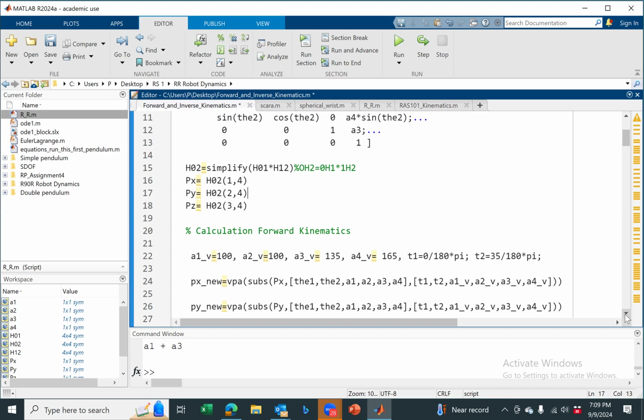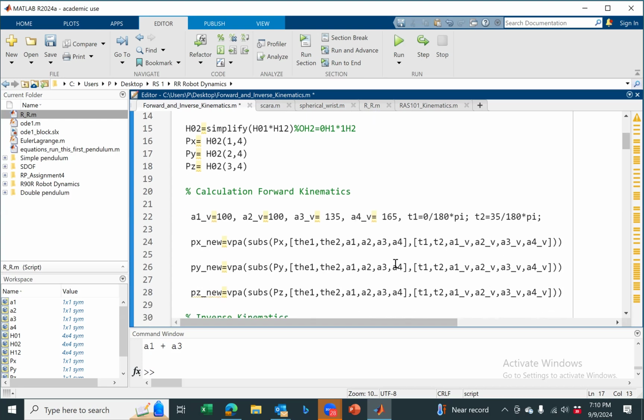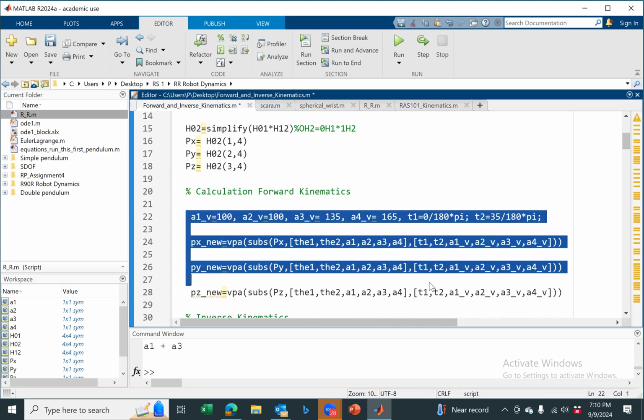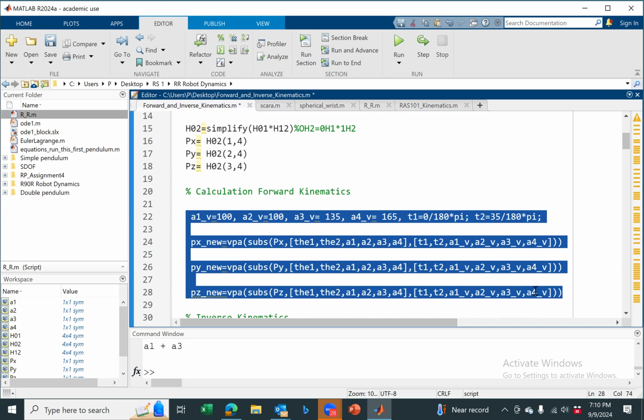For all forward and inverse kinematics, you are going to use the exact same template. Your H01, H02, or those homogeneous transformations may change, but you will do the exact same jugglery so that you can check if your forward kinematics and inverse kinematics solutions are correct or incorrect. So right now I'm substituting some values, and I'm going to find out the forward kinematic solution.